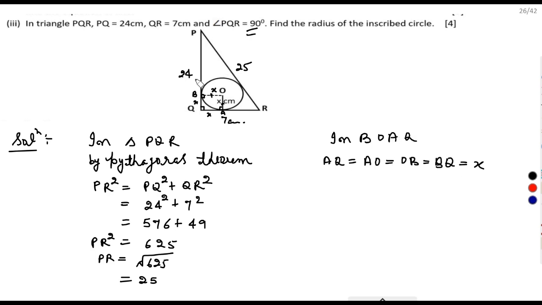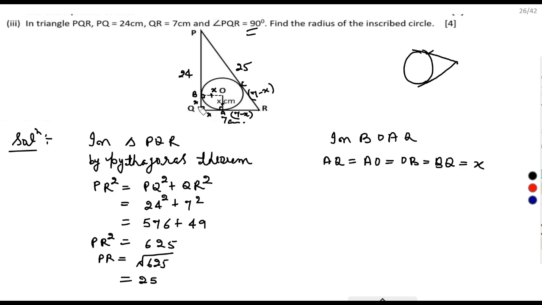Now look at the figure. R is an external point and RQ and RP are two tangents on the circle, and suppose this is point C, then RA and RC will be equal because on a circle if two tangents are drawn from an external point, then length of these two tangents are equal. QR is 7 centimeter, QA is x. It means AR is 7 minus x. Then RC is 7 minus x.